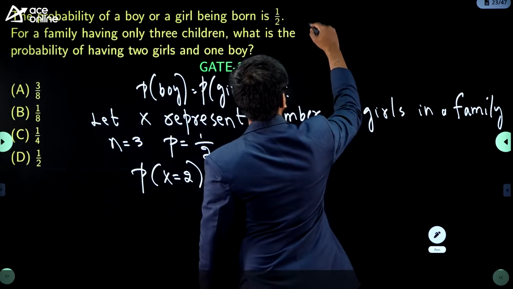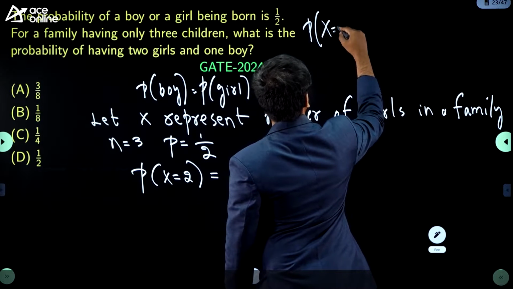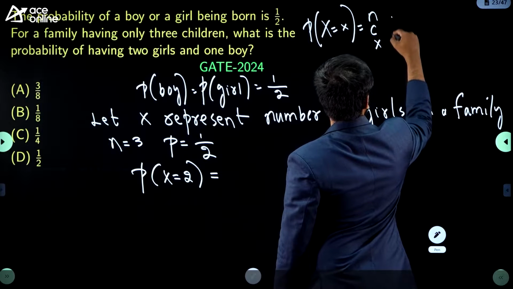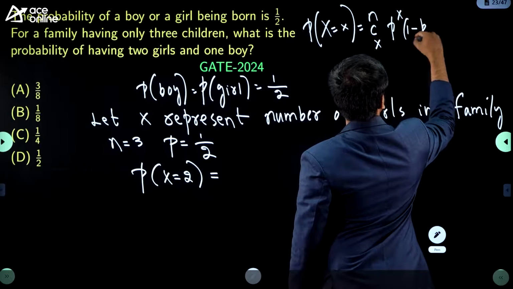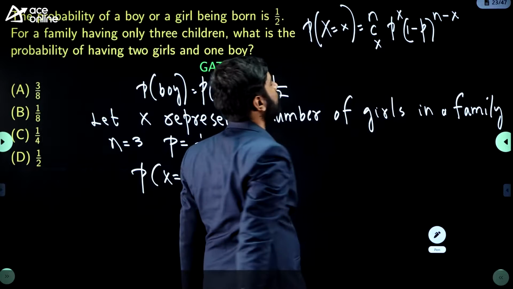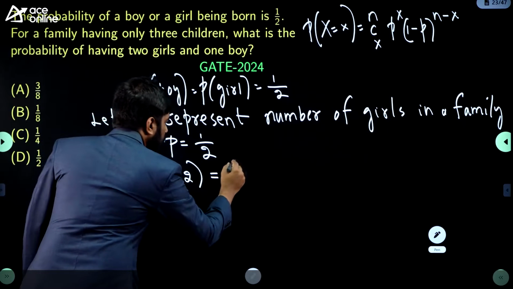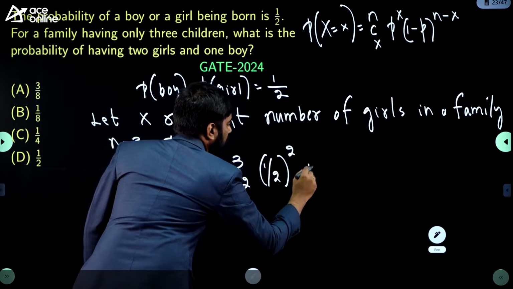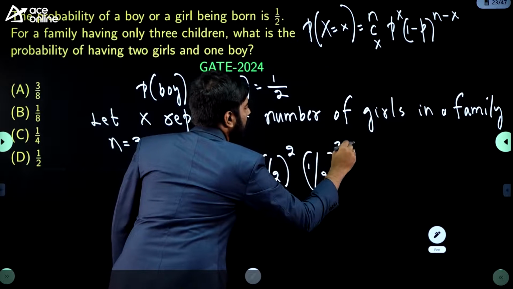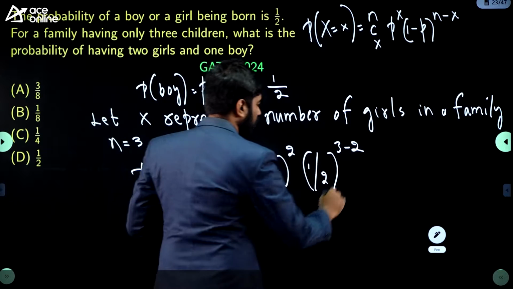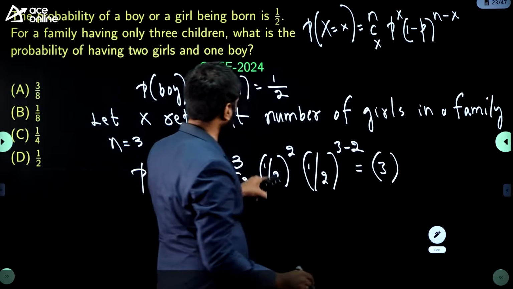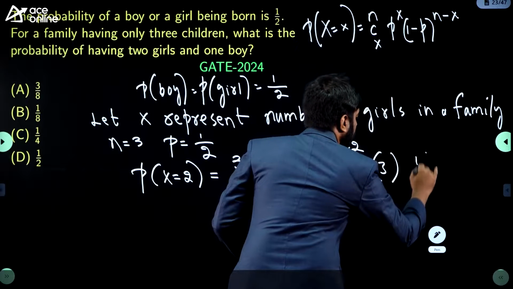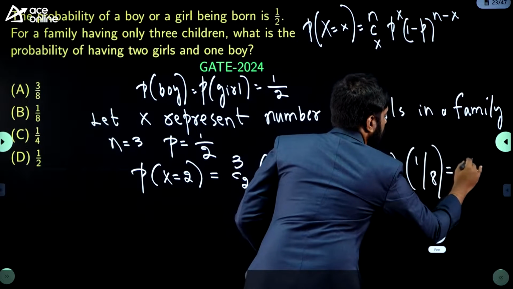What is the probability mass function of a binomial random variable? The probability of capital X taking this particular value small x is nCx p power x times (1 minus p) whole power n minus x. You can directly substitute. It is 3C2, times 1 by 2 whole power 2, times 1 by 2 whole power 3 minus 2. 3C2 we all know is 3, and 1 by 2 whole power 2 is 1 by 4, and 1 by 2 whole power 1 is 1 by 2. So, this gives you 1 by 8. Finally, the answer is 3 by 8.